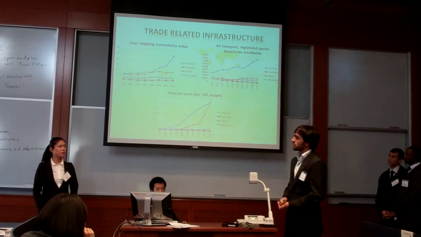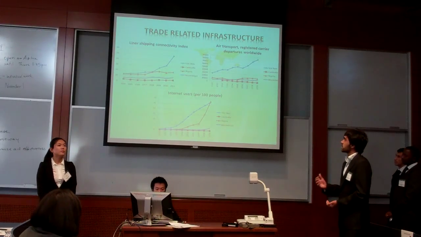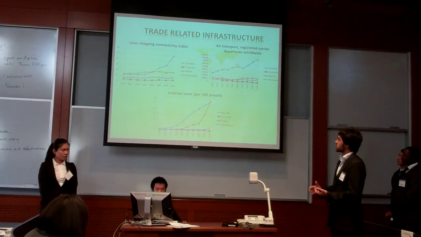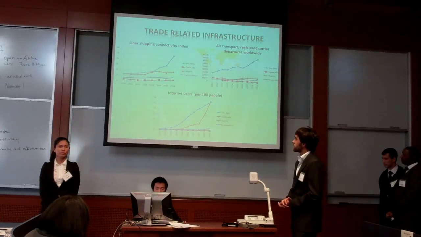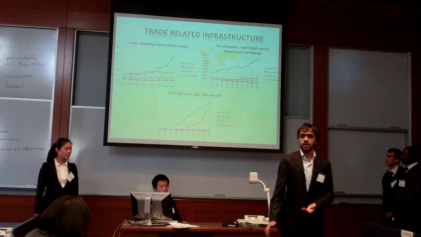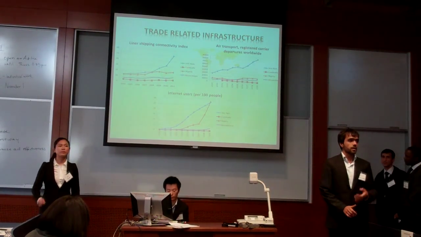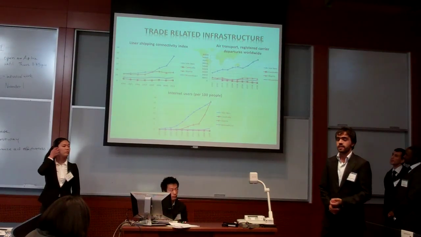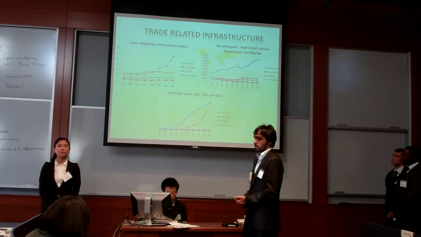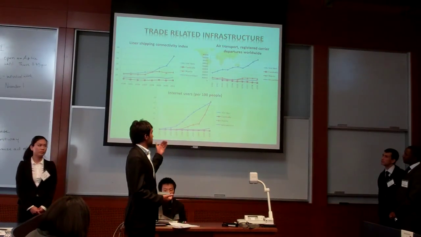So in the trade-related infrastructure of the countries, we wanted to compare the liner shipping connectivity index, the air transportation of the countries, and the internet users per 100 people of these countries. As you see in the graphs, we see a significant growth for the countries that received a huge amount of aid for trade, and the countries which did not receive a larger volume of aid for trade, we don't see growth in those countries.